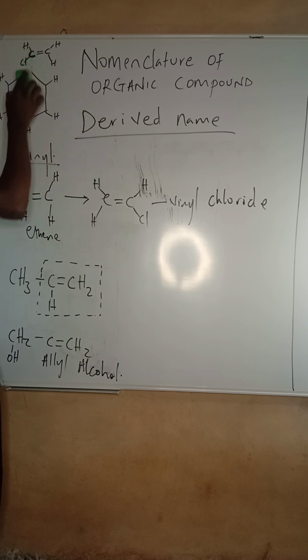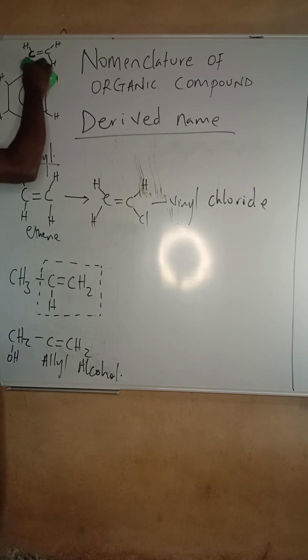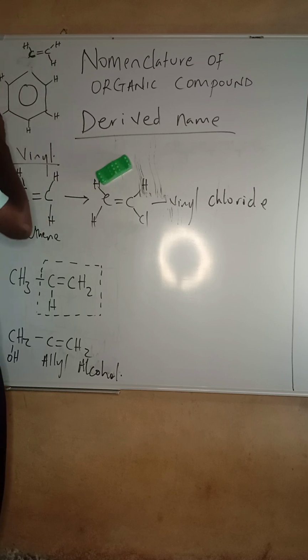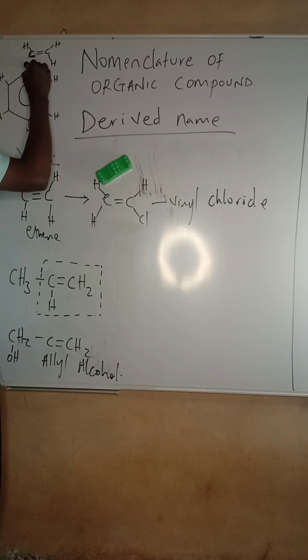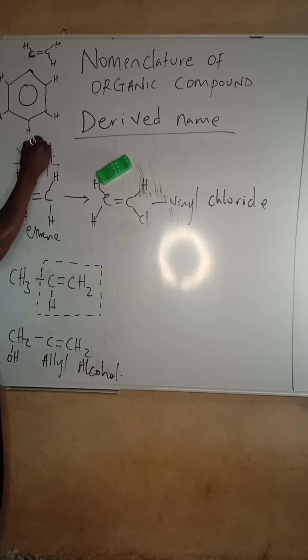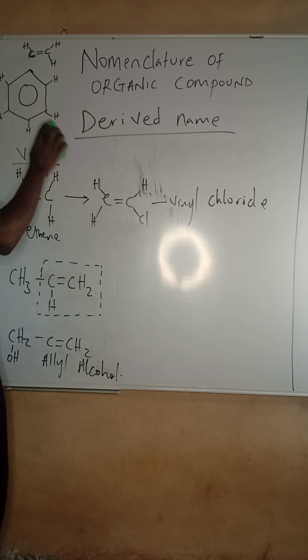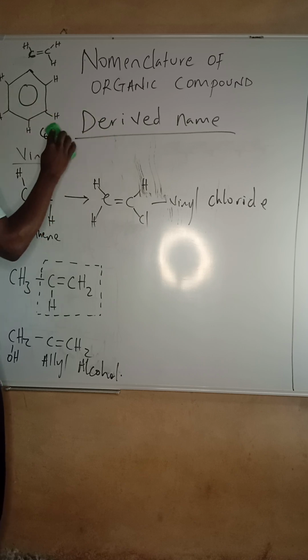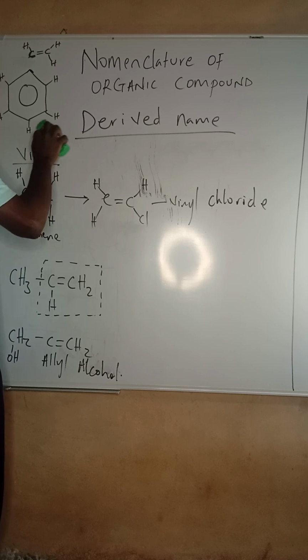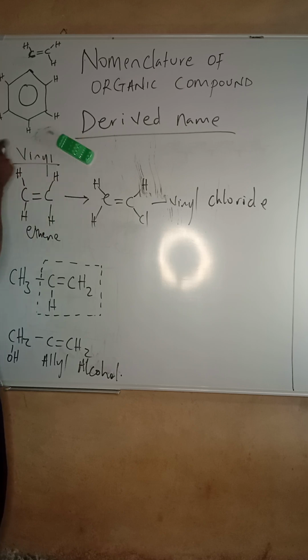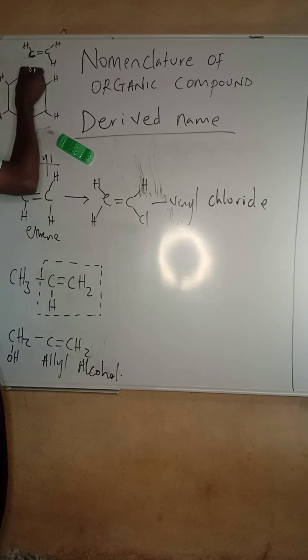Now, instead of replacing it with chlorine, I want to replace it with a phenyl group. You should know this one. Benzene is C6H6. When benzene loses a hydrogen, it becomes C6H5, which is phenyl. Don't forget about phenyl. C6H5 is phenyl, because the hydrogen has been lost.